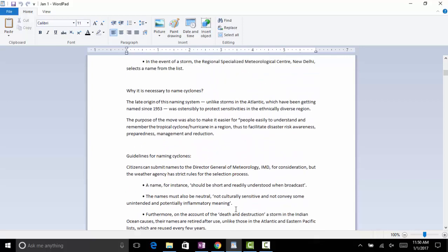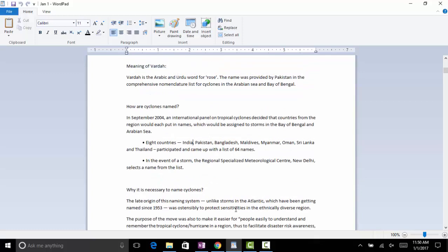Then how the naming is done for the cyclones, you can see there in the notes itself how the cyclones are named. The different countries in the area of the Bay of Bengal and Arabian Sea, there are 8 countries, they have given their names, and on the basis of this list, names are given to the different cyclones.